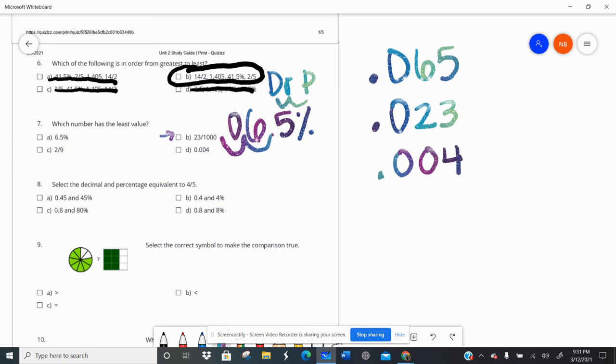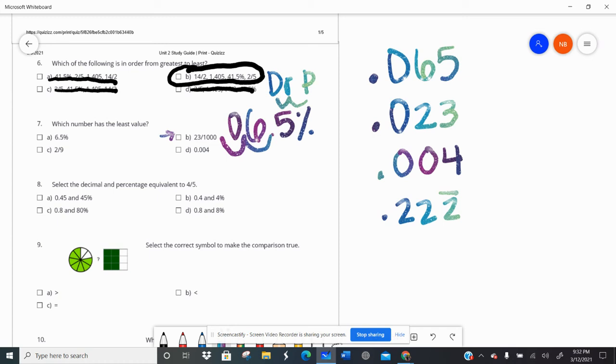0.004 is already written as a decimal for me, and 2 ninths. I don't know if you know the trick of the ninths, but if your teacher didn't tell you, 1 ninth is 0.111111111. 2 ninths is 0.222222222. 3 ninths is 0.333333333. 4 ninths is 0.444444444. So the trick of the ninths is the numerator just repeats, right? So 2 ninths is 0.222 repeating. We'll put that little line that shows that we're repeating.